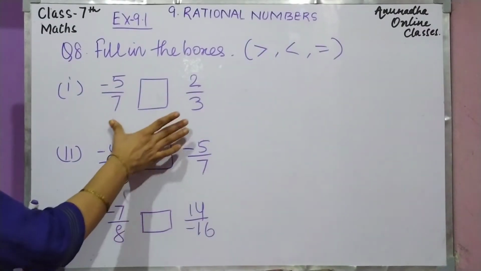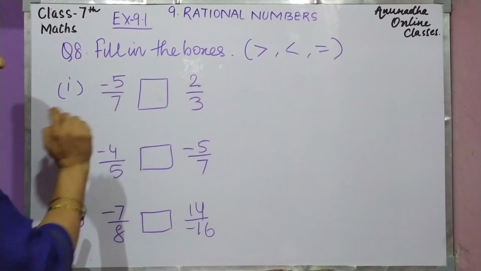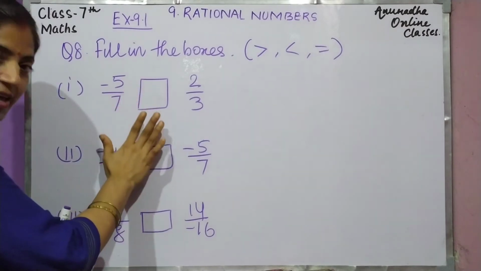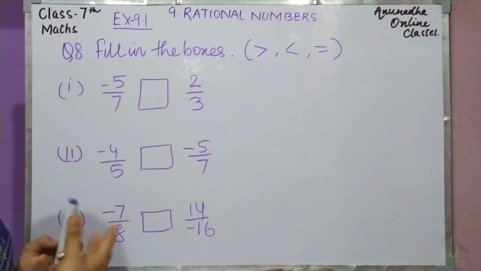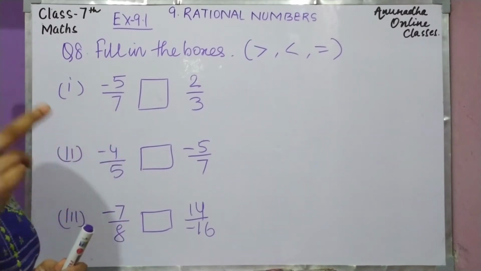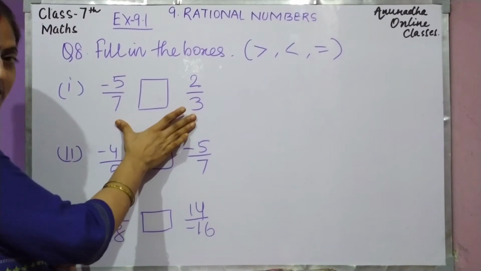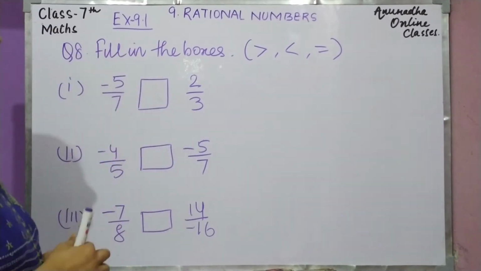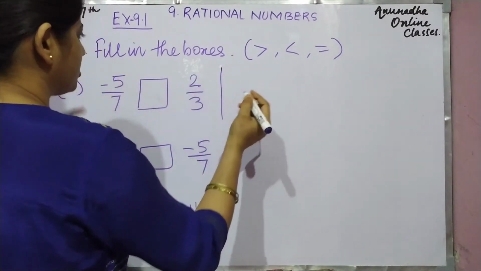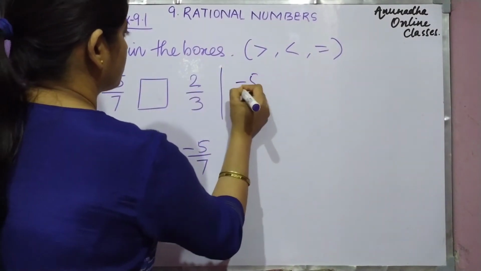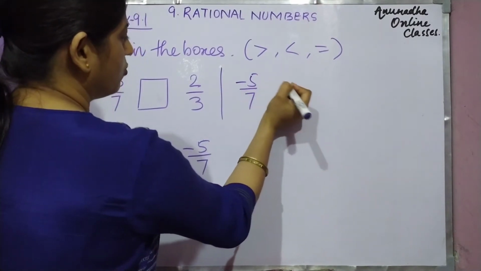Let's see. The two rational numbers are minus 5 by 7 and 2 by 3. For that, we have been doing it already. We can do it in two ways: first, take the LCM to make the denominators equal, or we can do cross multiplication. Just do it with the simplest way, cross multiplication: minus 5 by 7 and 2 by 3.